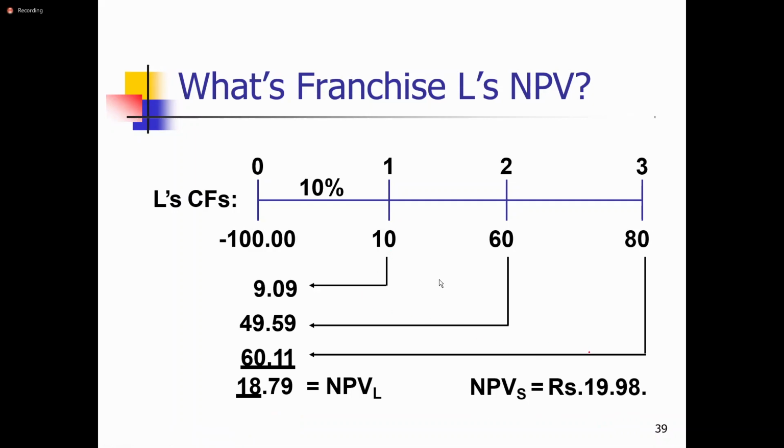This is 19,980. This is 18,790. This is 19,980. Now, if the projects are independent, which one may you select?